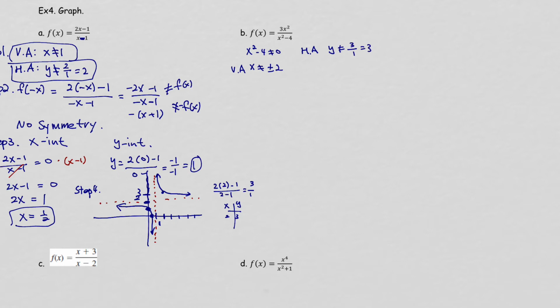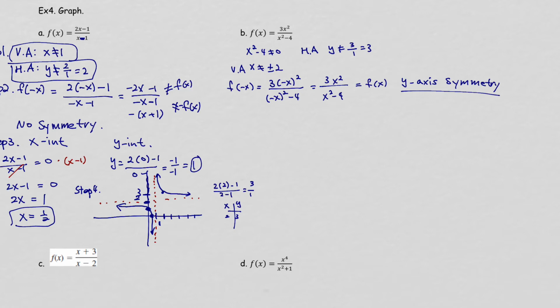And then let's see if there is any symmetry, right? Replacing x with negative x, because you're squaring, all the negatives become positive again. And this is the same as what we started with, f of x. Then we know this is going to be y-axis symmetry. Because of this, we probably don't need to find the other side of the graph, right?